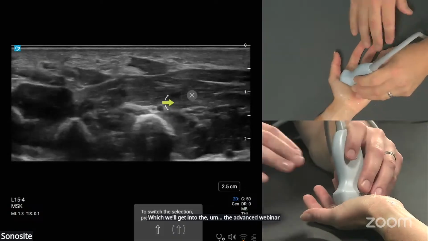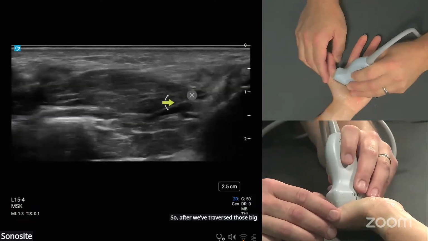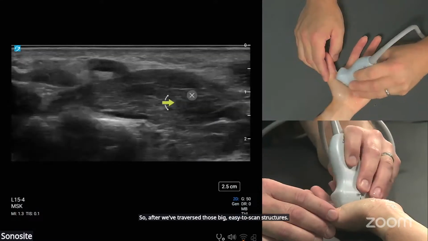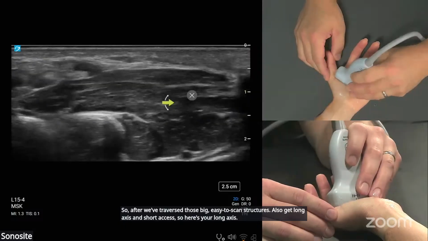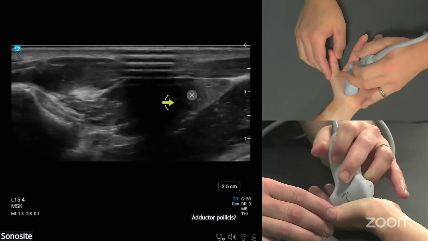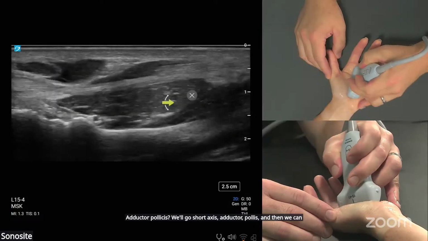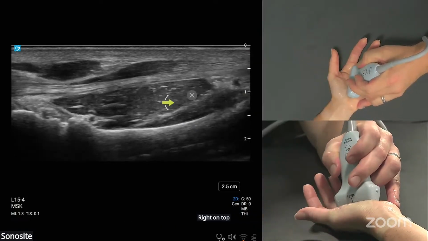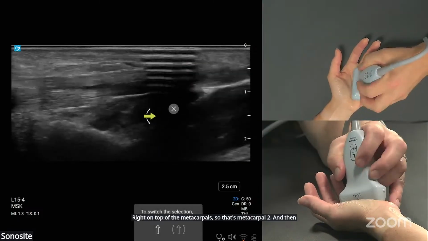We'll go over those. So after we've traversed those big, easy to scan structures, also get long axis and short axis. So here's your long axis adductor pollicis. We'll go short axis adductor pollicis. And then we can follow that short axis structure right on top of the metacarpals. So that's metacarpal 2. And then 3, you see it dive down to next to nothing.